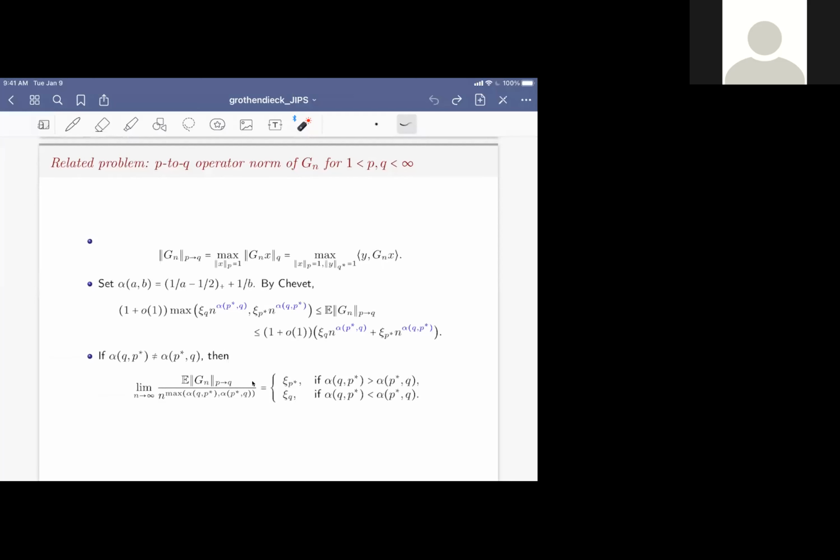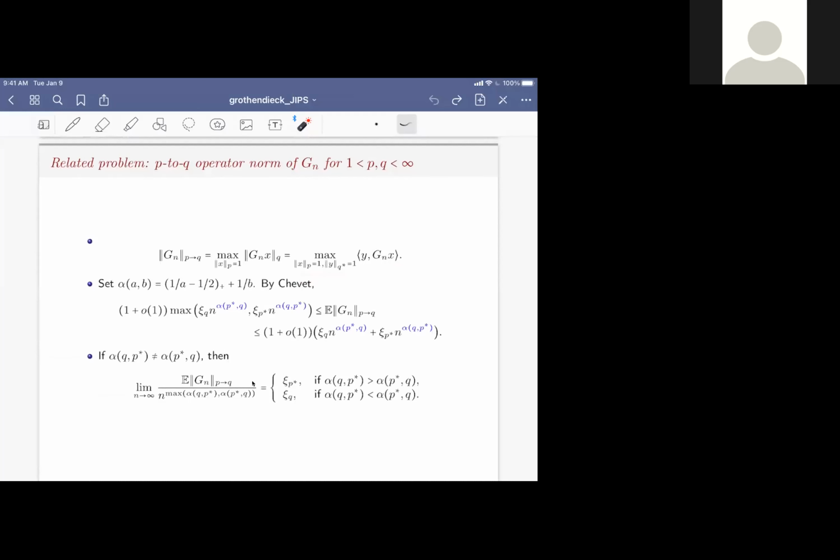So if we look at the p to q operator norm, we can use the dual representation of the operator norm and write it as the maximum of some bilinear form of the matrix Gn, where we take the maximization over the lp sphere and the lq sphere. So this representation is tailor-made for applying the Sudakov-Fernique inequality.